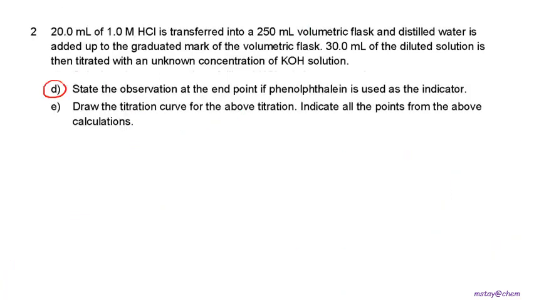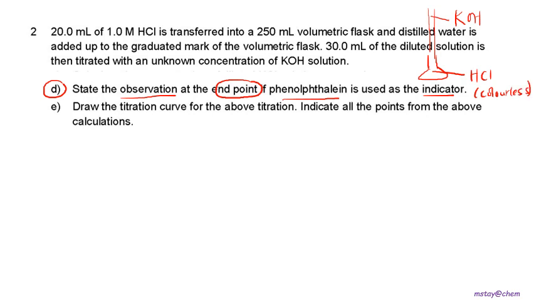Question 2D. State the observation at the end point if phenolphthalein is used as the indicator. As we know, in the conical flask is the HCl, and in the burette is the KOH. Phenolphthalein will show colorless in an acidic medium, while the color will become pale pink in a basic medium. So the observation here, we will write it down: the change will be from colorless to pale pink.